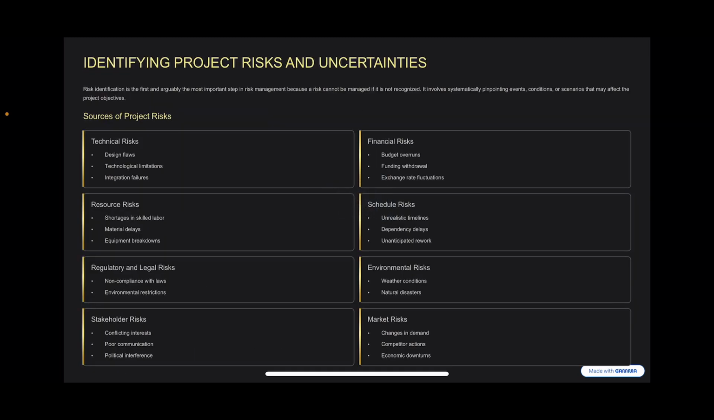Then we have political interference. Sometimes the government might want to interfere. You are developing an app. Okay, what are the pros and cons? What is the economic value to us? They would want to interfere. We have the financial risk, which involves budget overrun, funding withdrawal, and exchange rate fluctuation.